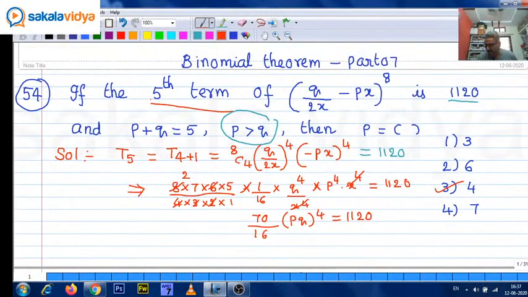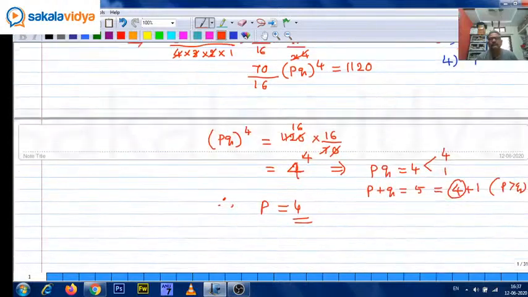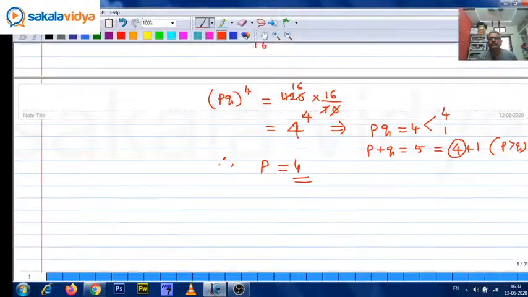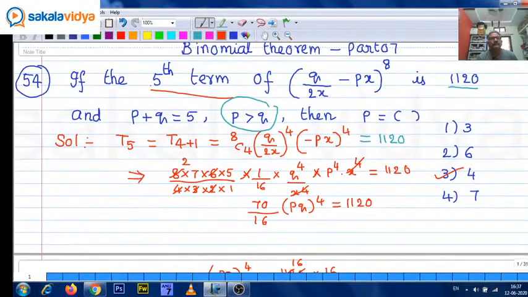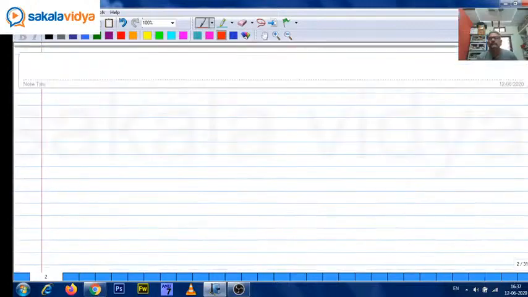You can check the solution now, all of you. 55. Right, option 3 is absolutely correct.